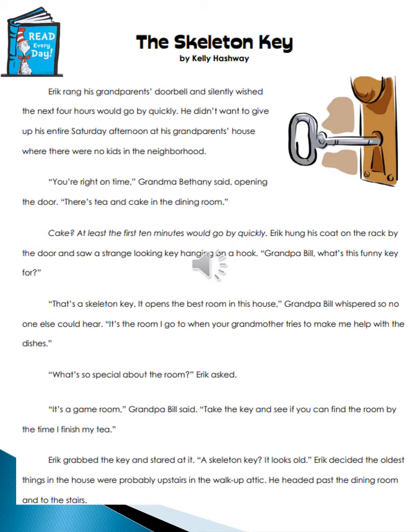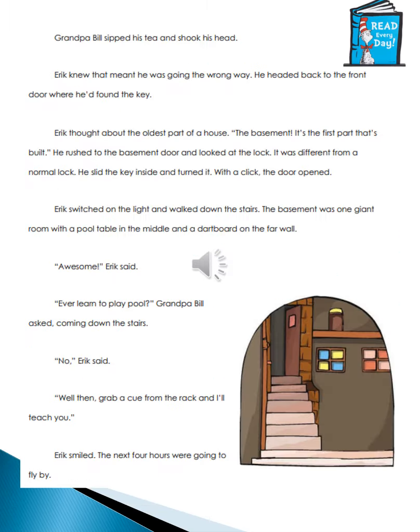Eric grabbed the key and stared at it. A skeleton key? It looks old. Eric decided the oldest things in the house were probably upstairs in the walk-up attic. He headed past the dining room and onto the stairs. Grandpa Bill sipped his tea and shook his head. Eric knew what that meant, that he was going the wrong way. He headed back to the front door where he found the key. Eric thought about the oldest part of the house. The basement! It's the first part that's built.